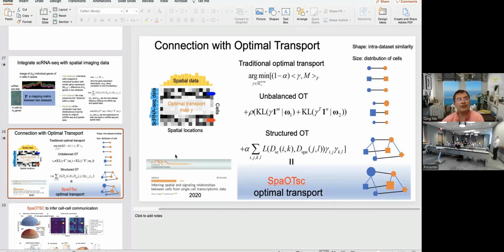So now the challenge is to bring this to space. That's much more challenging than before.